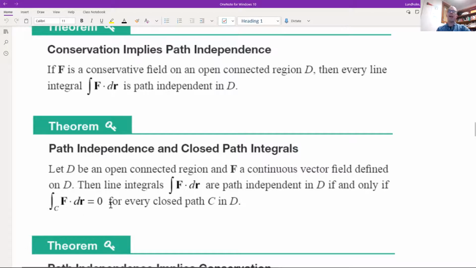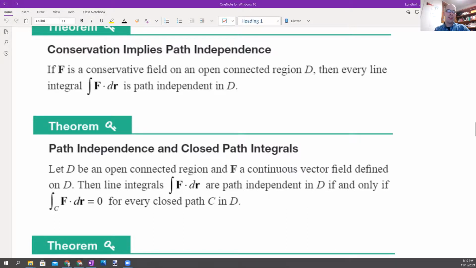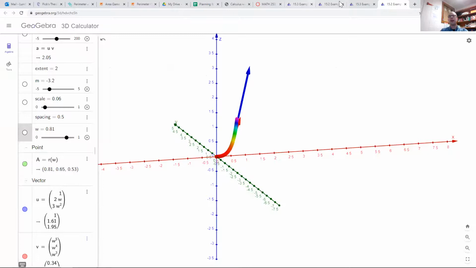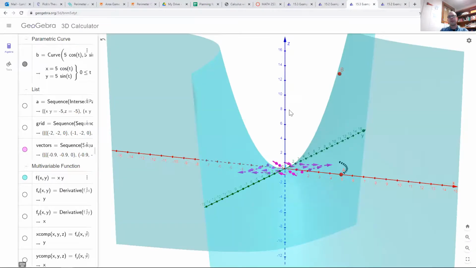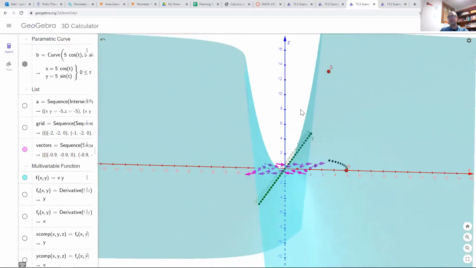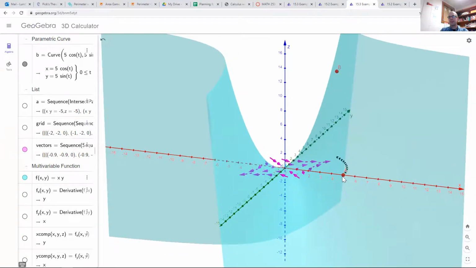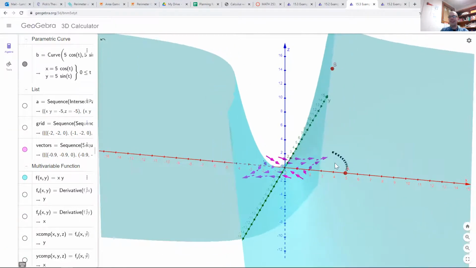You could go back to the picture. Come on, computer. It's not letting me bring up Chrome. Here we go. This one's better. You can think, starting at A, you could take any path you want. If you end at A again, the Z value hasn't changed. The line integral would be zero.